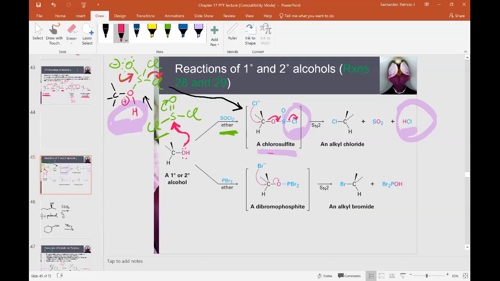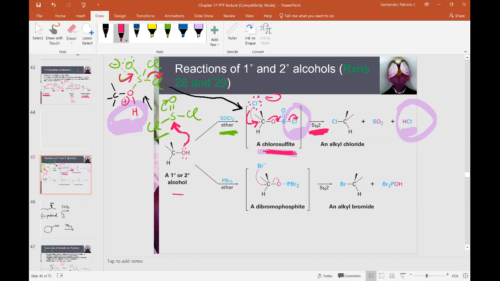So at this point, we have formed the so-called chlorosulfite intermediate. But notice now that the chlorine comes back and the attack will take place from the backside, right? And so that's why we indicate here that the process is an SN2 process with inversion of the configuration. And so that is very important, because the stereochemistry of the primary or secondary alcohol that you are using will determine the stereochemistry of the final product.